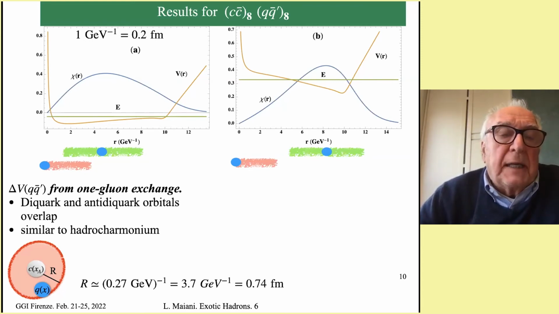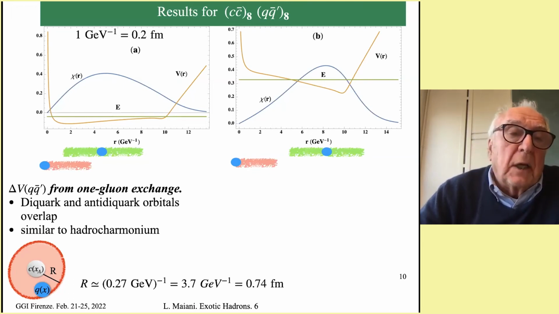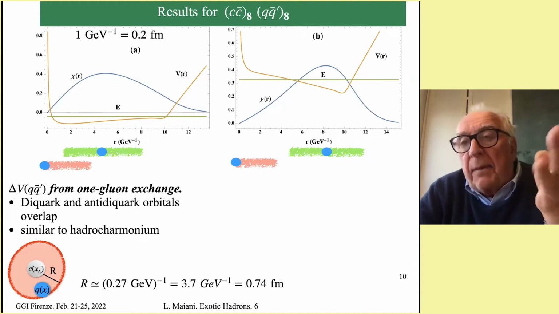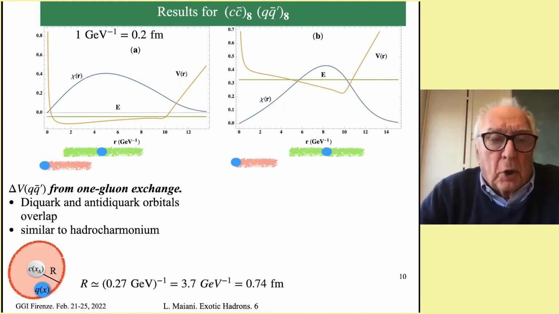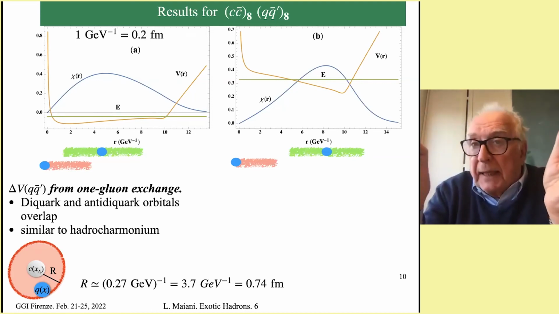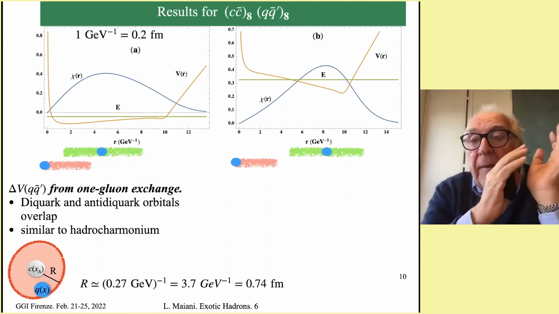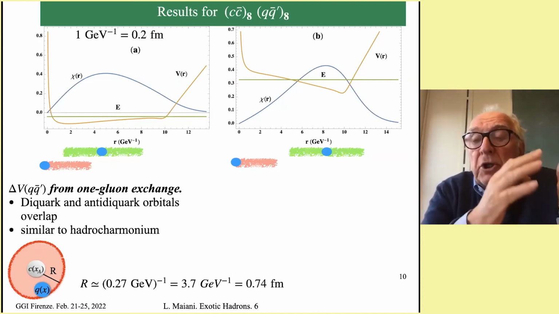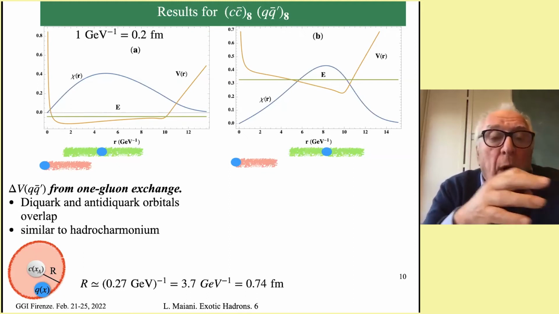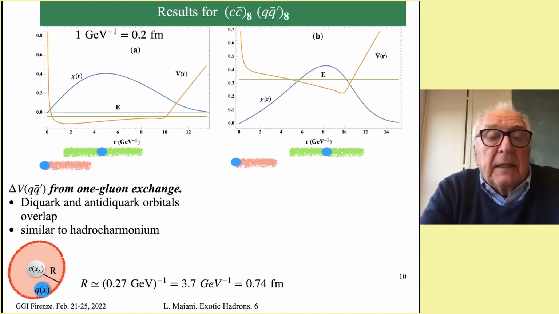And you see that the blue dot is located in correspondence of the peak of chi r. So the charm is roughly there, and the other charm is in the origin. But the green and the red are the extension of the orbital. And you see that if I take the Born-Oppenheimer with the pure one gluon exchange interaction between the quark and the antiquark, I can find this situation.